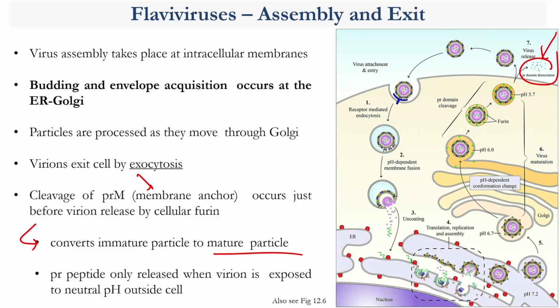Sorry, say that again. The release of the PR peptide is pH triggered? Yes, the release of the PR peptide is pH triggered. Okay? Because you want to release the PR peptide once you're in the right environment. In this case, that's outside the cell. So see how with these viruses, this is something we have seen multiple times. Different compartments will have slightly different pH, and that will control how the viral protein folds or interacts, or whether or not it's active.